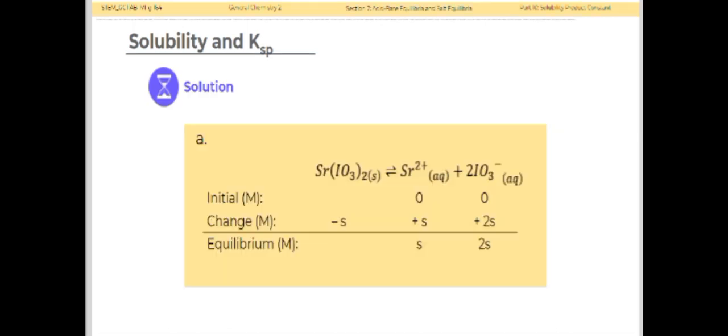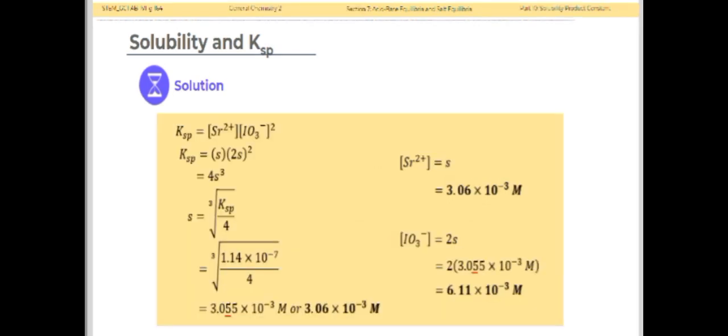So, solution. A. If S is the molar solubility of strontium iodate, the concentration of strontium ion in a saturated solution of strontium iodate is S, while that of iodate ion is 2S. Since every mole of strontium iodate produces 1 mole of strontium ion and 2 moles of iodate ions.